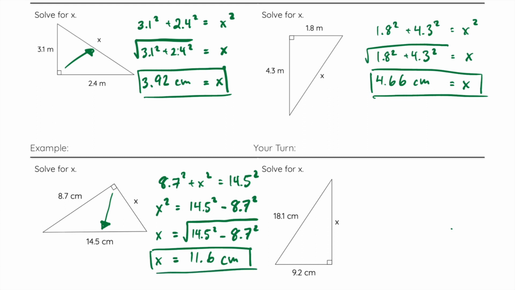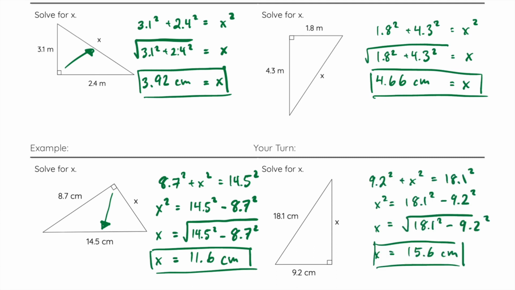So again, pause the video and try to answer the question on the right. Okay, so hopefully you got an answer of 15.6 centimeters. And so that's how we use Pythagorean theorem to solve for side lengths in triangles. The most important thing you need to be able to do is identify which side is the hypotenuse, and then that side will be on its own in the equation.